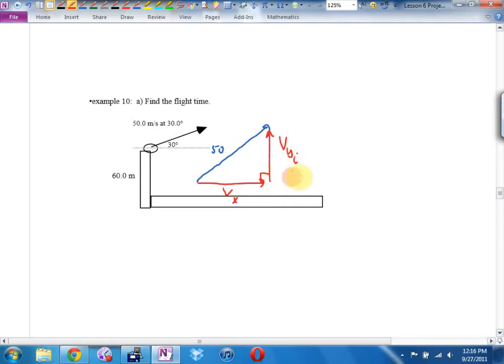Once again, why did I put an initial here, but not here? Vx isn't changing. Why? Because Ax is zero. Ay is changing. I always want to reinforce that, because the most common mistake I see kids make is they want to put that negative 9.8, which is vertical, into the horizontal, because they don't like that there's no acceleration.